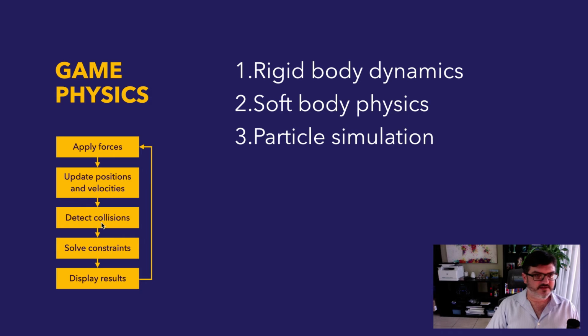You detect if it collides into anything. And we'll talk a little bit more about colliders in a second. You solve for any constraints like, oh, it wants to move forward, but there's a wall there. It can't, right? So those different constraints that you have. And then you display those results. So, okay, now that I've calculated the position of all my objects, applied the constraints, and detected collisions, now I display it in those new positions.